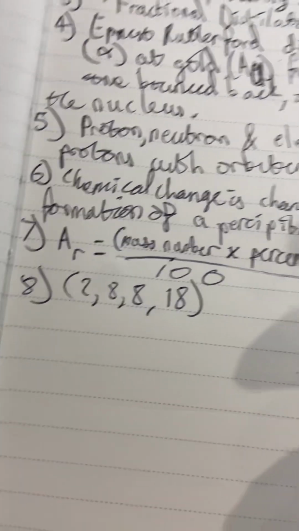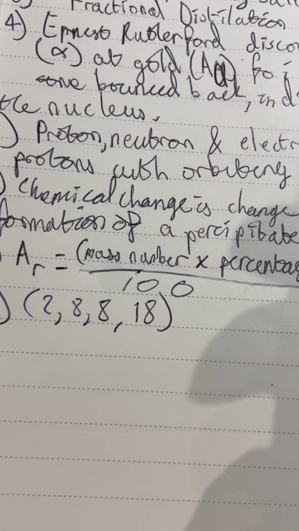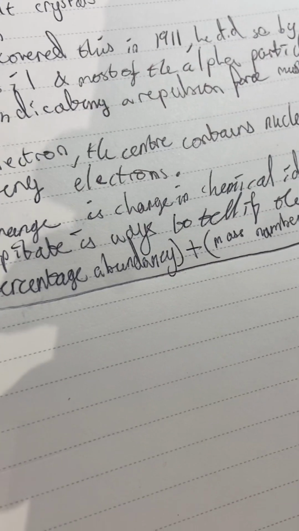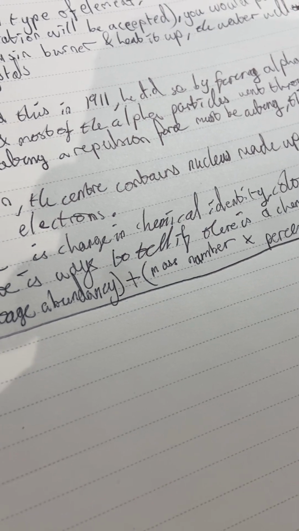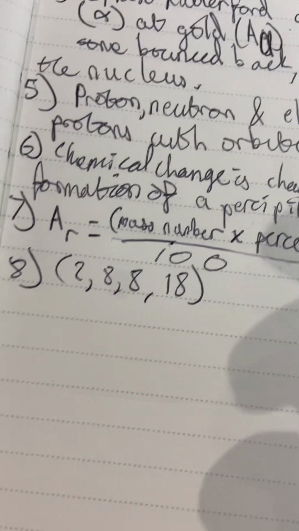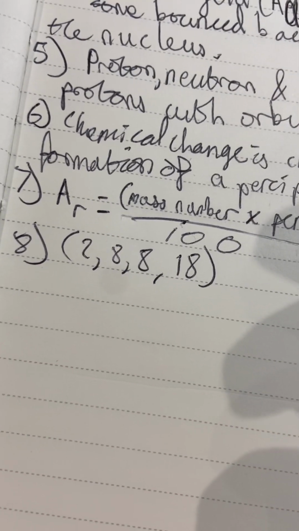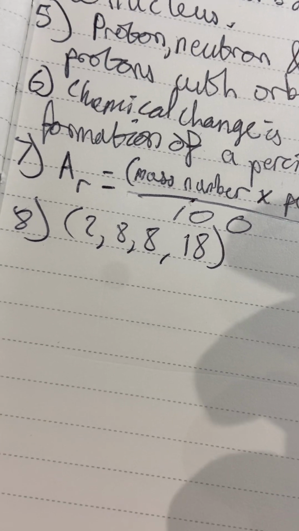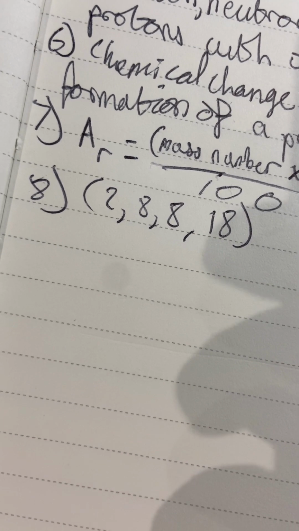And then 7 is state the formula for finding relative atomic mass, which is just Ar equals mass number times percentage abundance plus the mass number times percentage abundance of the other atom or other isotope, over 100. And then state the electron configuration. This one would usually be worth 2 marks, since we're taught that it's 8 shells for krypton, but it would usually be 18. 2, 8, 18, 8.